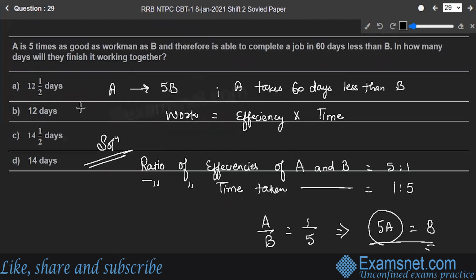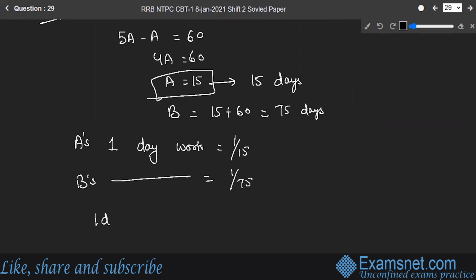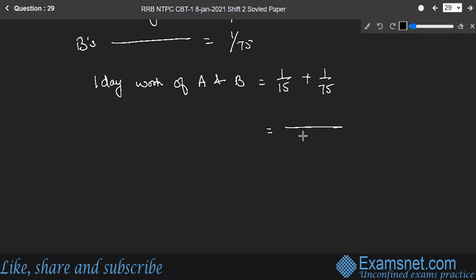What we had to find out in the question: how many days will they finish it working together? A's 1 day work is 1/15. B's 1 day work is 1/70. 1 day work of A and B is 1/15 plus 1/75, which is equal to 75 will be taken here and 6 will come here. So this is 1 day work of A and B.